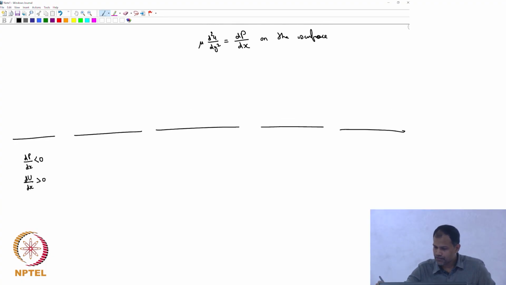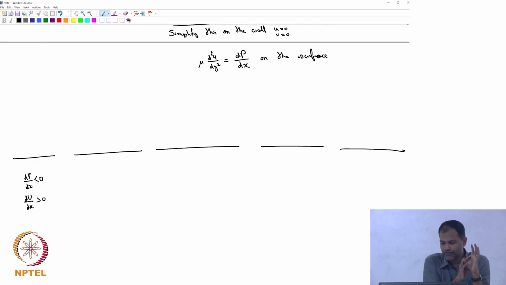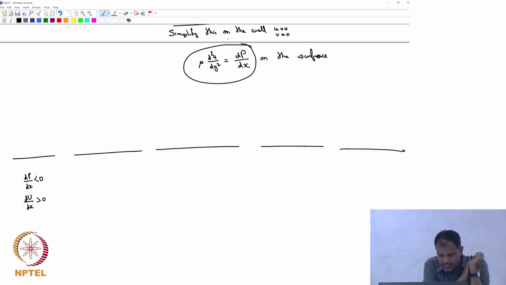Okay, so we said on the surface, this is the expression that should hold. Okay, so if I have a situation in which dp by dx is less than 0, my d square u by dy square should also be negative. So if my d square u by dy square is negative, can we tell what the velocity profile should be? Should it be like that? Should it be like this? Maybe I draw 3 different colors. Should it be like this? Should it be like that? Or should it be like this?